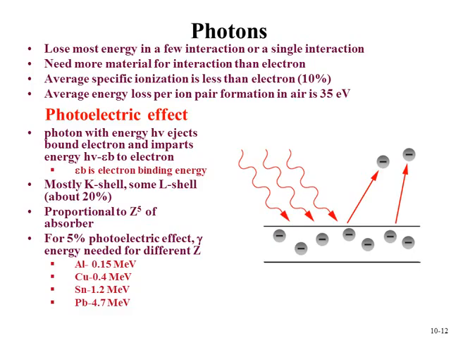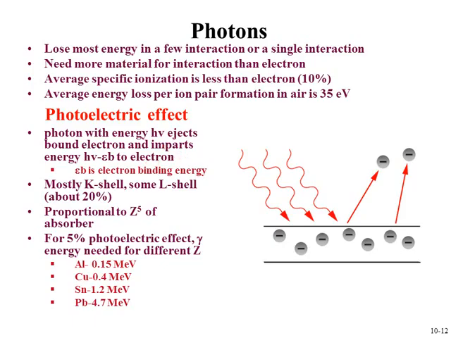One is the photoelectric effect. We have a pictorial examination of the photoelectric effect here, where a photon ejects electrons that are bound. The photon has a given energy, and the ejected electron has an energy equal to the photon energy minus its binding energy. So we utilize this equation right here, where this is the photon energy, the binding energy, and the rest of the energy is imparted to the electron.